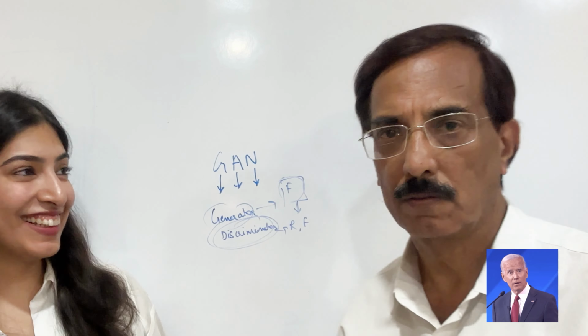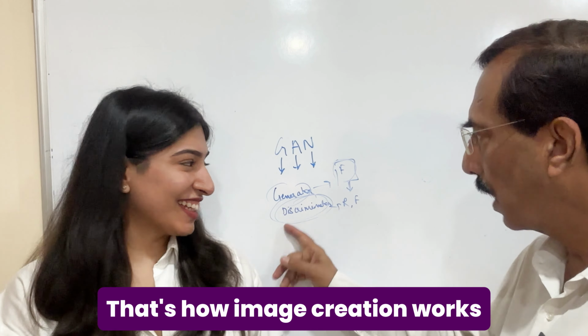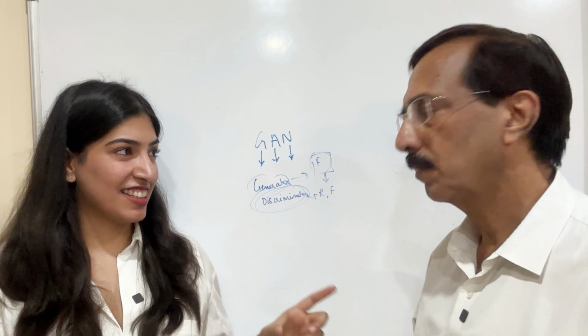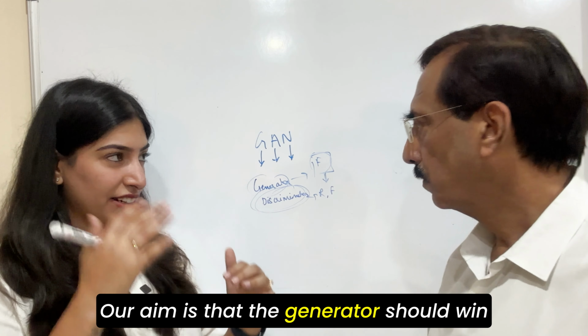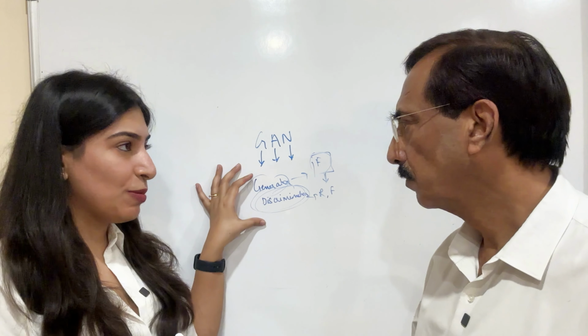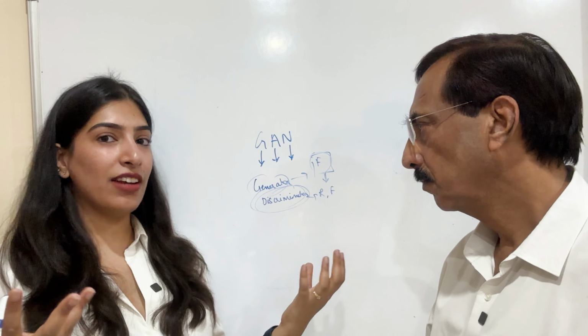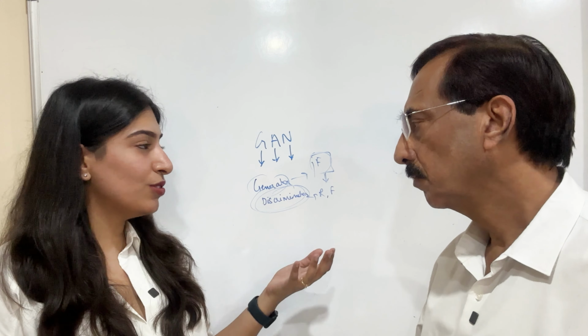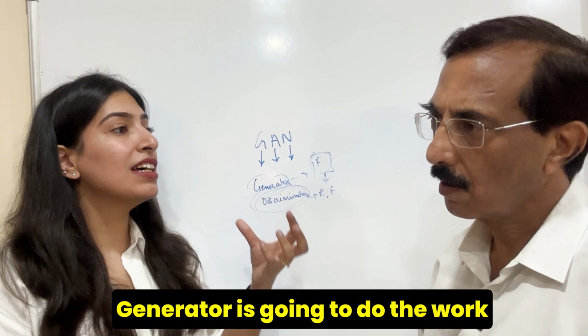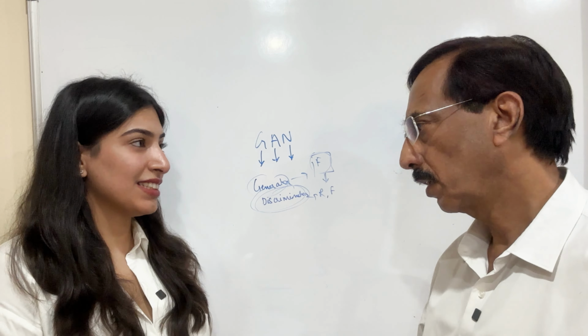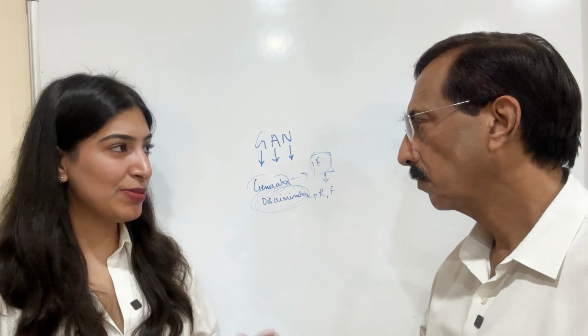That is how image creation works. So our aim is that the generator should win. During training, both of them will fight each other. But in the end, when we use this model, who is going to do the work? The generator is going to do the work, because the goal is to generate images.